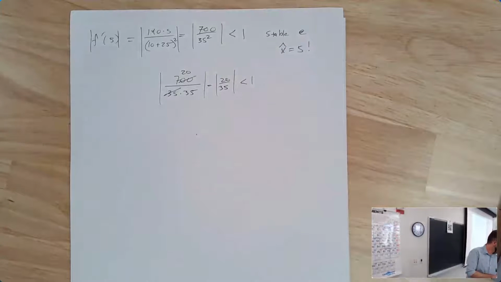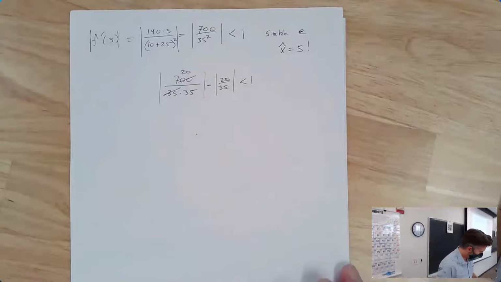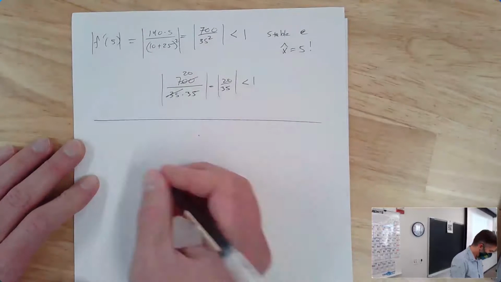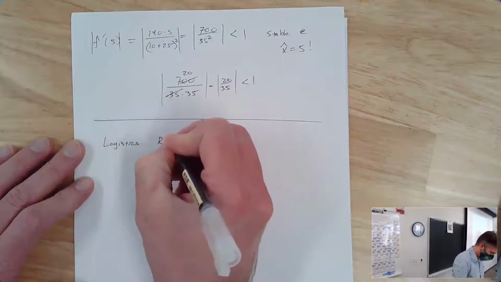There are a couple other population growth models that you should see, and they are present in your homework. One of them is the logistic restricted growth model.